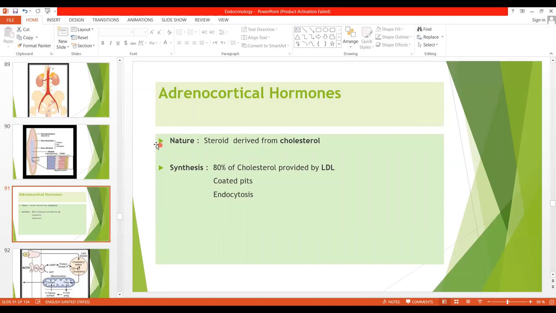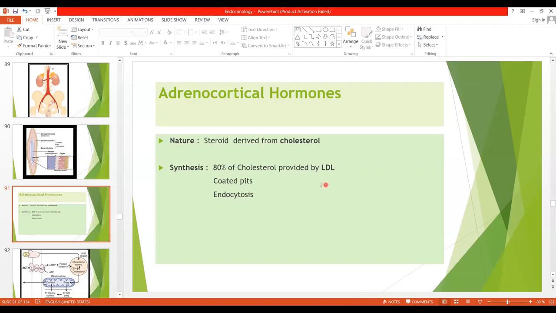Now the nature of the adrenocortical hormones: they are steroids, as their name indicates, because they are called corticosteroids. Why are they called corticosteroids? Because they are synthesized from steroid which is derived from cholesterol. And 80% of the cholesterol is provided by the low-density lipoprotein. Low-density lipoprotein, which has an increased concentration of cholesterol, diffuses from the plasma into the interstitial fluid.